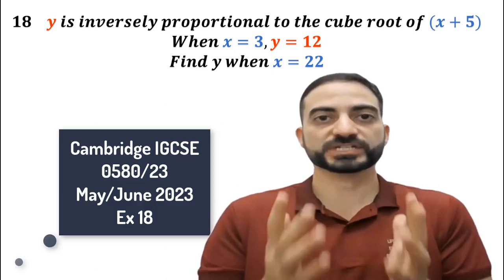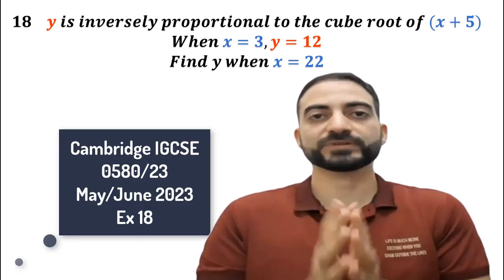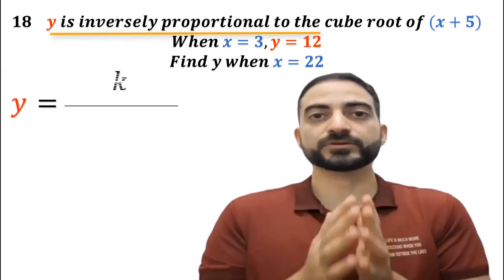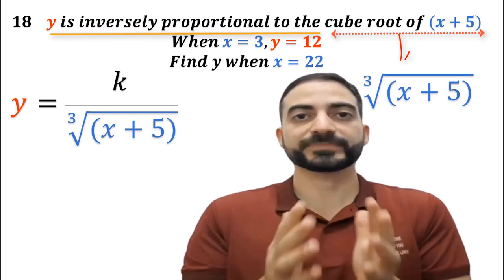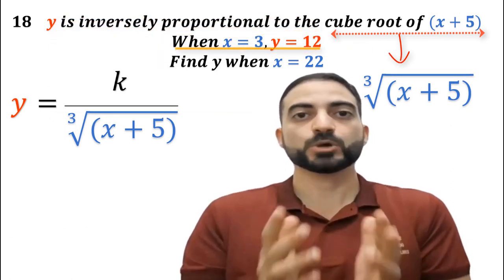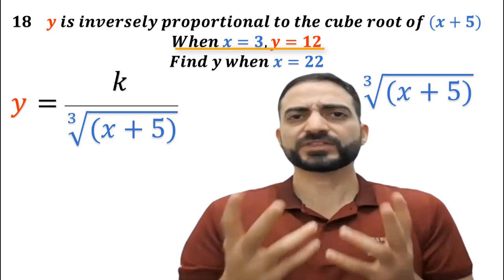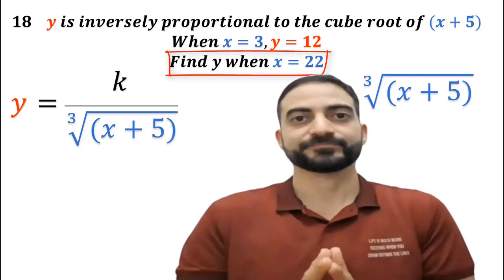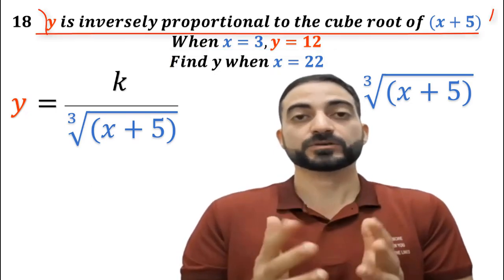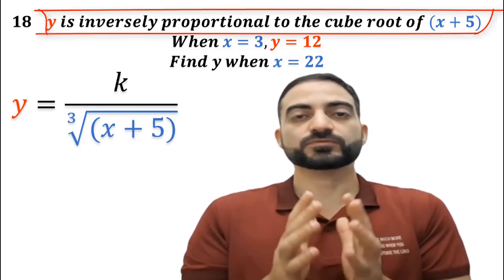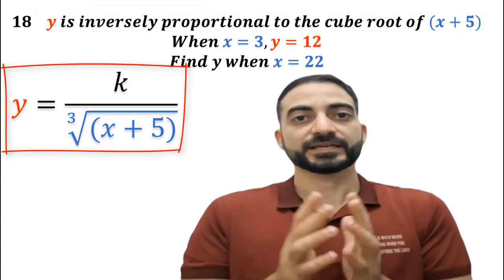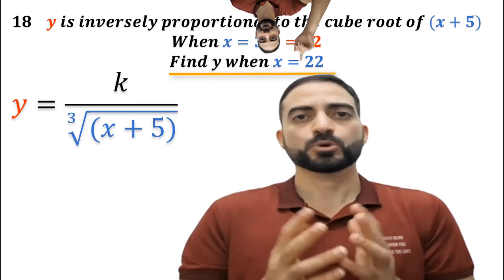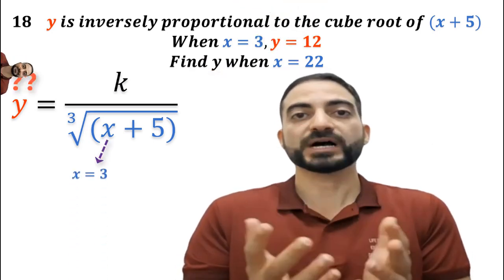We will begin by solving question 18 for the Cambridge IGCSE 2023 competition. This question tells us that y is inversely proportional to the cube root of x plus 5. When x equals 3, y equals 12. What is required of us is to find y when x equals 22. We can convert this writing into mathematical writing, so we get this form. We are given x and are required to get y.